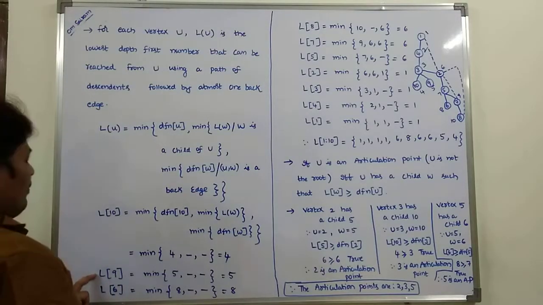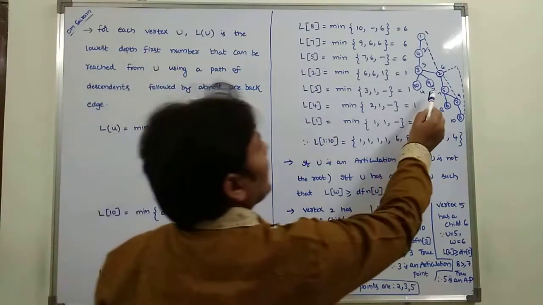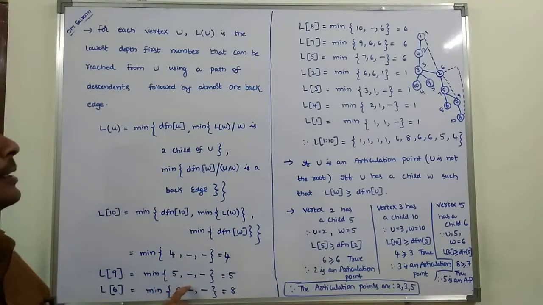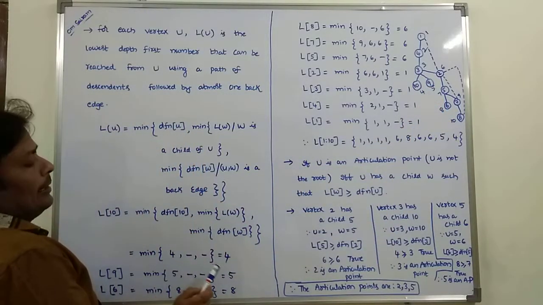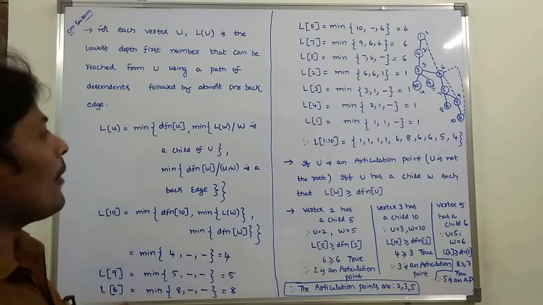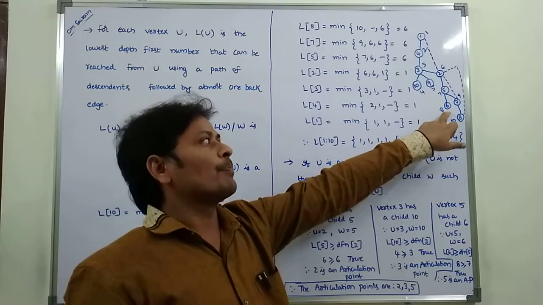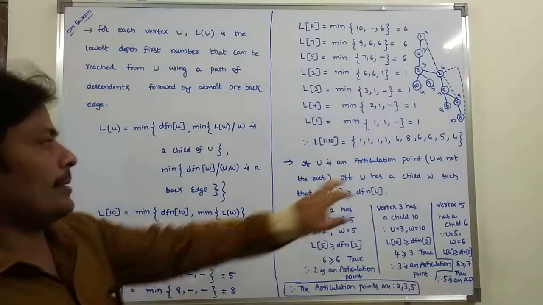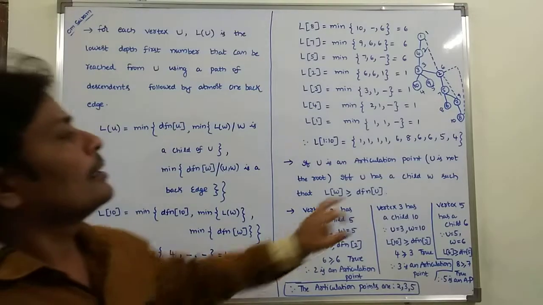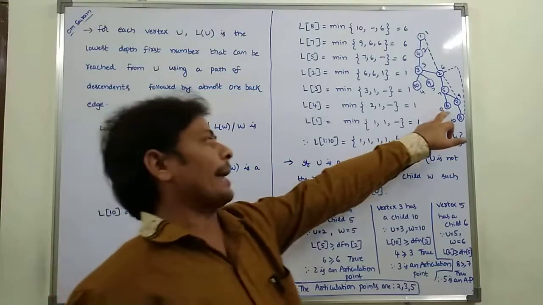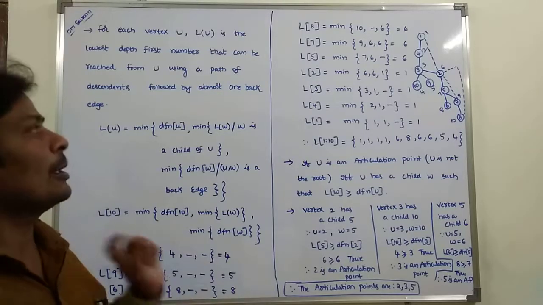Next, L of 9. L of 9 is equal to the minimum of dfn of 9. Dfn of 9 is 5. There are no descendants and no back edge, so that is 5, nil, nil, which is 5. Next, L of 6, according to the postfix form. Dfn of 6 is 8. There are no descendants and no back edge, so minimum of 8, nil, nil is equal to 8.